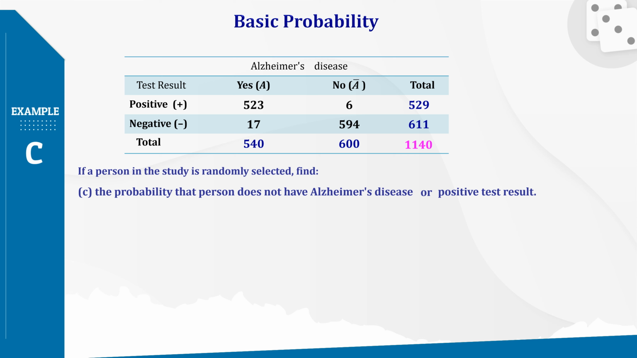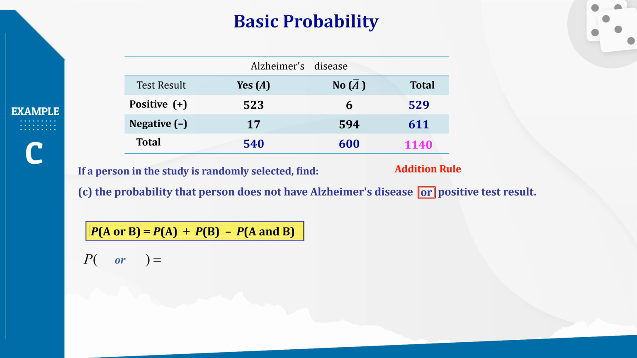Question C. The keyword to pay attention to in this question is OR, which indicates the addition rule. Let's pull out the formula, then apply the formula for this question. For the left of OR, place the abbreviation not A for no Alzheimer's disease, and place the positive symbol after OR. Then apply the right side of the formula accordingly.